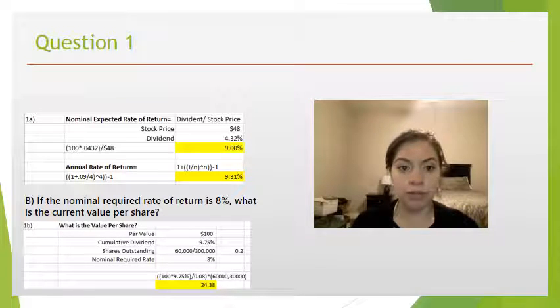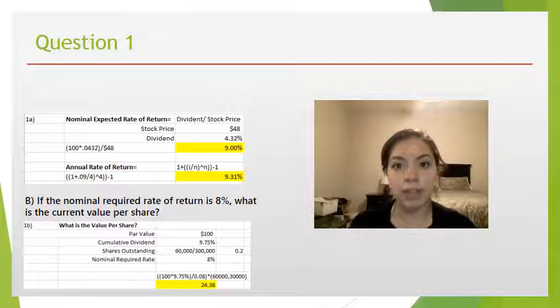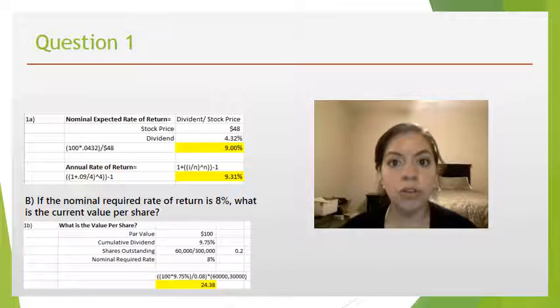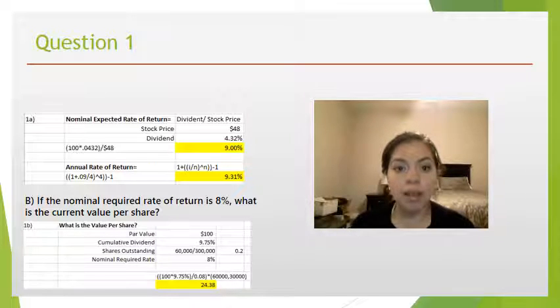Nominal expected rate of return is equal to the dividend divided by the stock price. So for question 1, when we calculate that, we got 9%. The second part of question 1a asks for the annual rate of return, and that came out to 9.31%. For question 1, part B, it's asking if the nominal required rate of return is 8%, what is the current value per share?